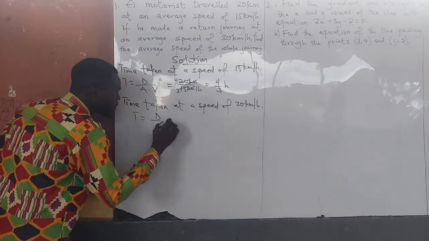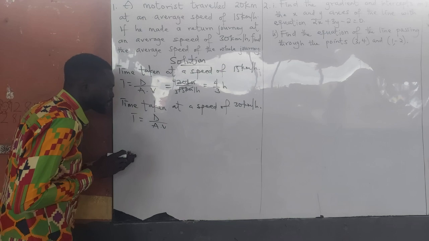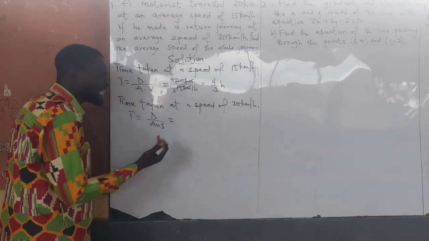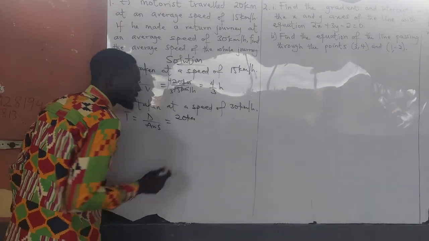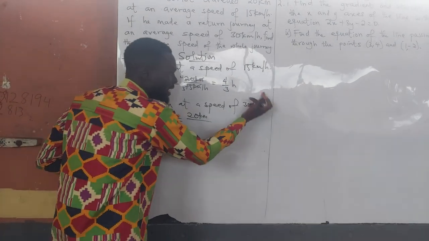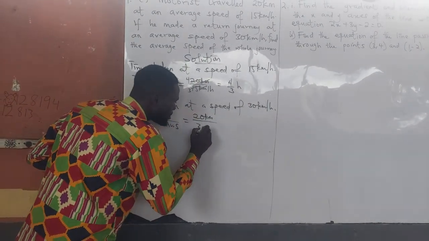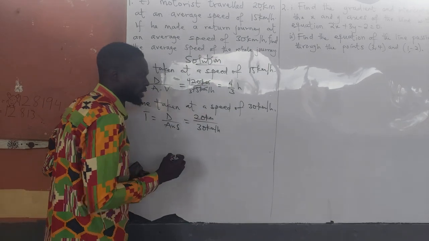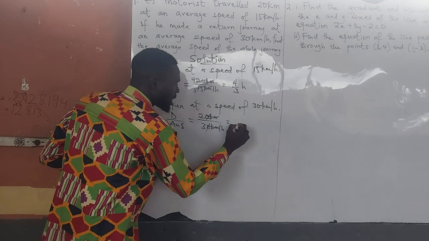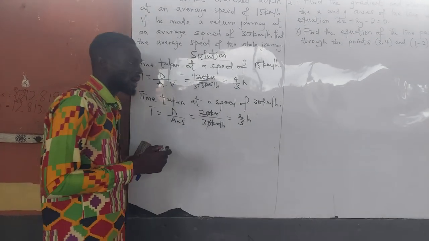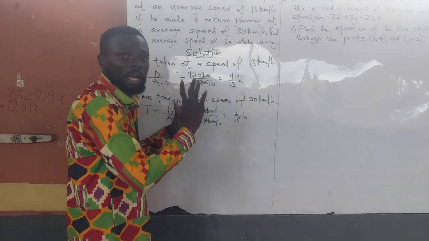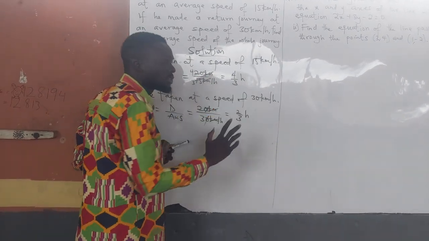Again, time is distance over average speed. The distance is the same, 20 kilometers, because he made a return journey. But the average speed when he was returning is 30 kilometers per hour, so we divide by 30 kilometers per hour. Kilometers cancel kilometers, and now you have 2/3 hours. Also, don't touch it. Don't change it to a decimal or mixed fraction for this one.